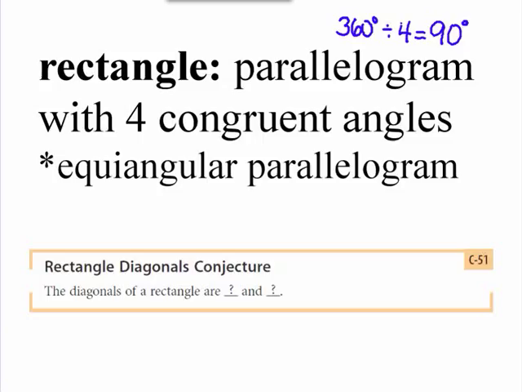Now what we're going to do is complete the investigation on page 293. Once again, I'll pick up the video when we are done with that. Okay, so the diagonals of a rectangle are congruent and they bisect each other, just like with a rhombus, except with the rhombus, they weren't congruent. With the rectangle, they are.